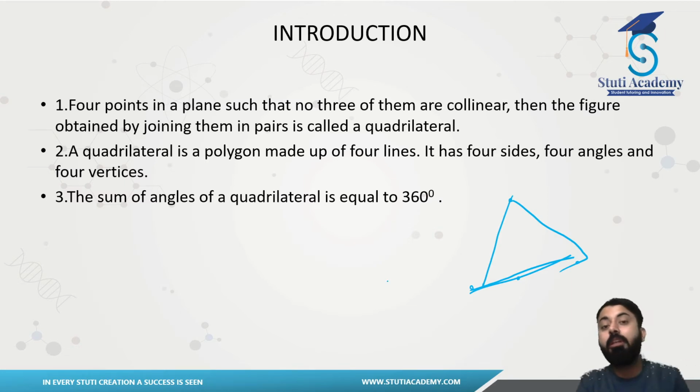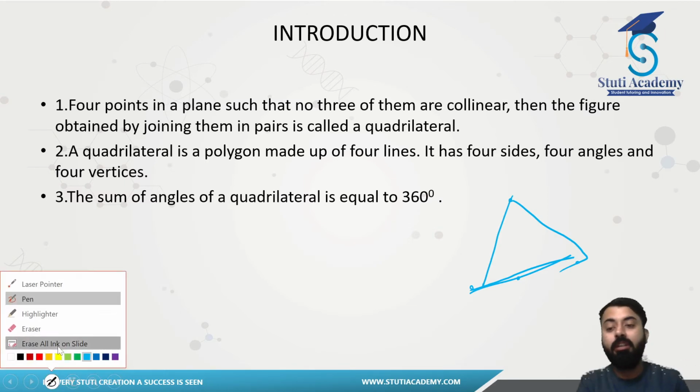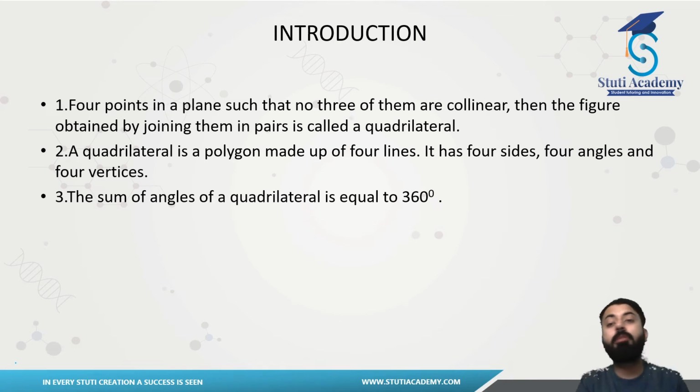So remember, if you are talking about a quadrilateral, all its four vertices have to be distinct. Not three of them can be collinear points, neither a pair nor a triplet of collinear points. So this will be the main point right here.